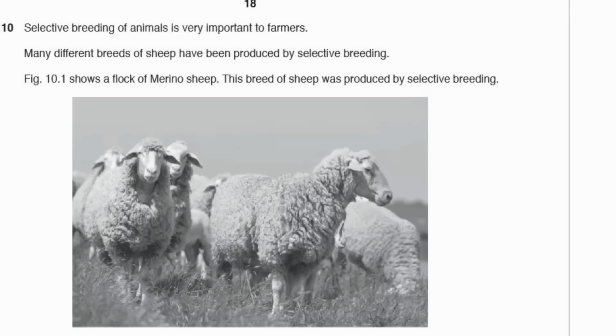Question 10. Selective breeding of animals is very important to farmers. Many different breeds of sheep have been produced by selective breeding. Figure 10.1 shows a flock of merino sheep. This breed of sheep was produced by selective breeding. Okay, we have some sheep.